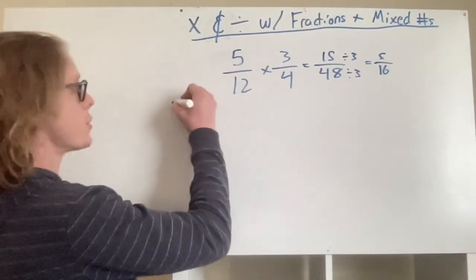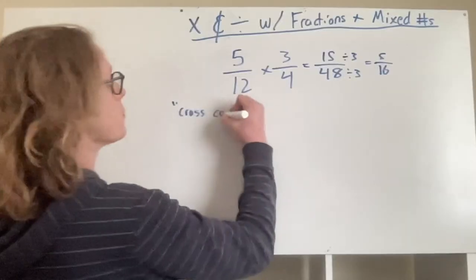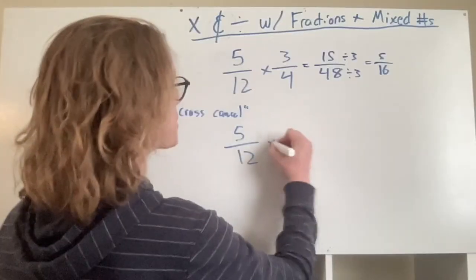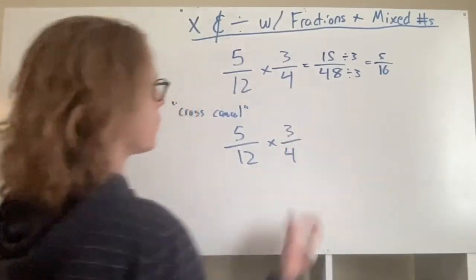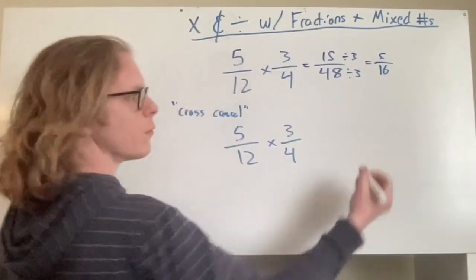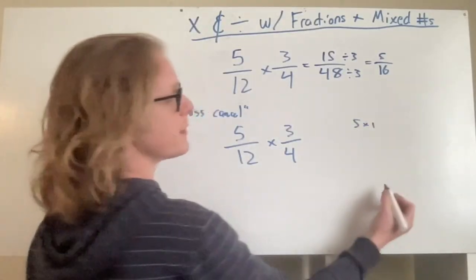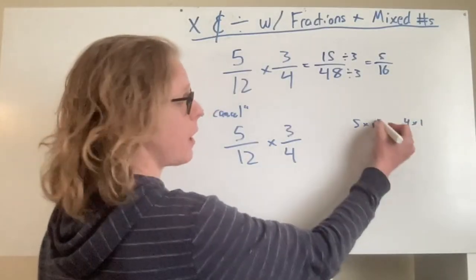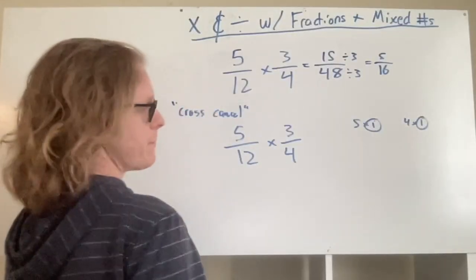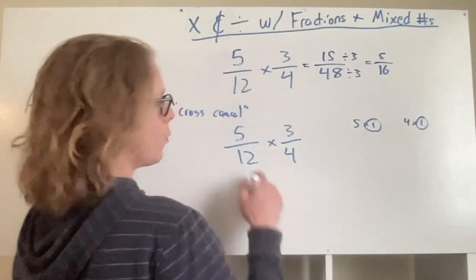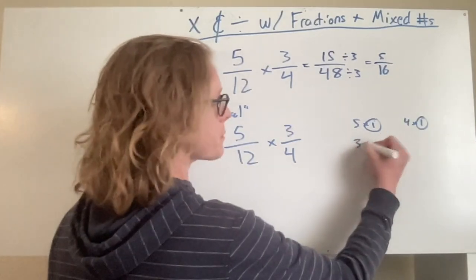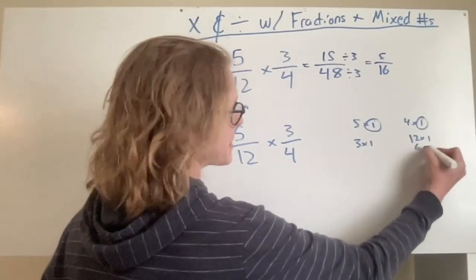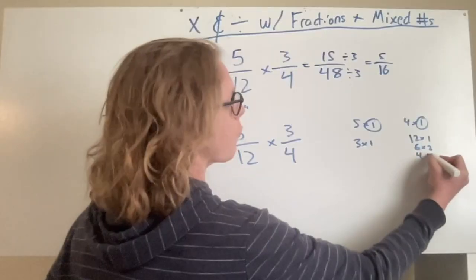But remember what I talked about, we should always look to see if we can cross-cancel before we multiply. So let's do this again, and let's see if there's any cross-canceling. So 5 and 4. Well, what are the factors of 5? We have 5 times 1, and that's it. And 4? 4 times 1. Do we see any shared factors other than 1? No, right? We're looking for factors other than 1. What about 12 and 3? Well, for 3, it's 3 times 1. How can I multiply to get 12? Well, there's 12 times 1, 6 times 2, and 4 times 3.